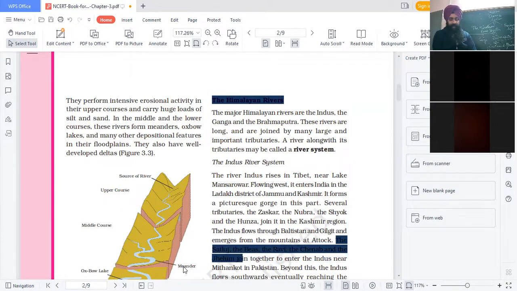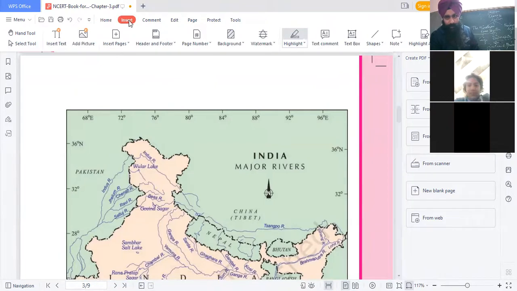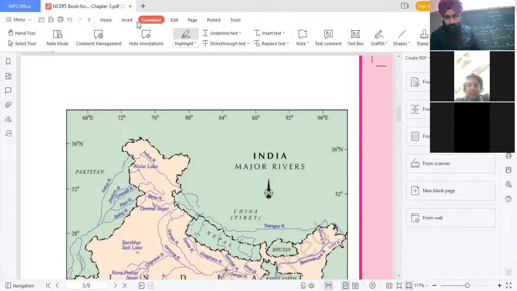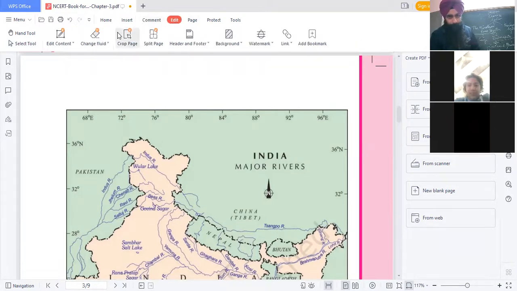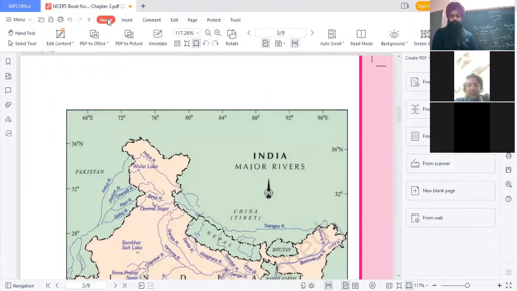One is Bias, second is Satluj, third is Ravi. Ravi makes the Indo-Pak border in Gurdaspur of Punjab.